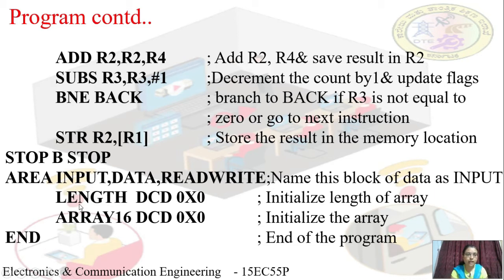So in this we have length DCD 0x0. Length is nothing but a 32-bit value. So a 32-bit memory location is allocated in order to define the length of an array. Then array 16 DCD 0x0 means this also has a 32-bit value, which can be used to store the array elements. Next, END is a directive which indicates that this is the end of the program. Right.